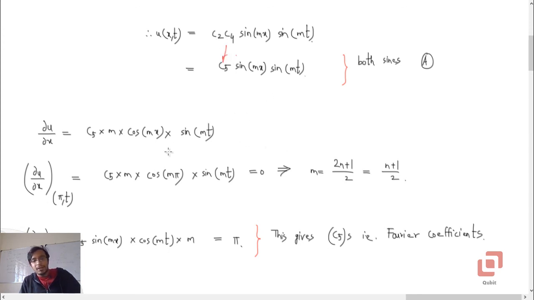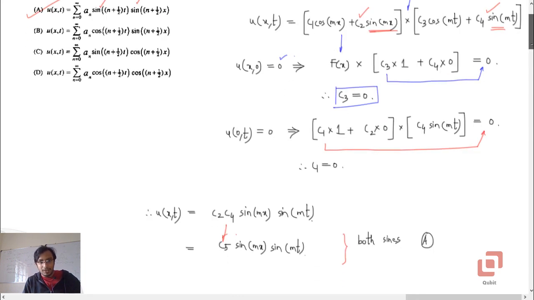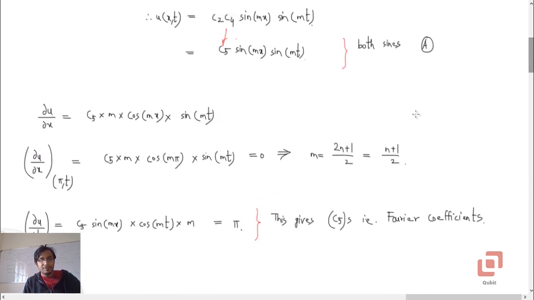Okay, and now let us apply the boundary condition ∂u/∂x at π equal to 0 for t ≥ 0. First, we'll find the derivative of u with respect to x. So it will be c5 into cos mx into m, this function as it is, and at x = π, what will this be? c5 into m into cos(mπ) into sin(mt) equal to 0.